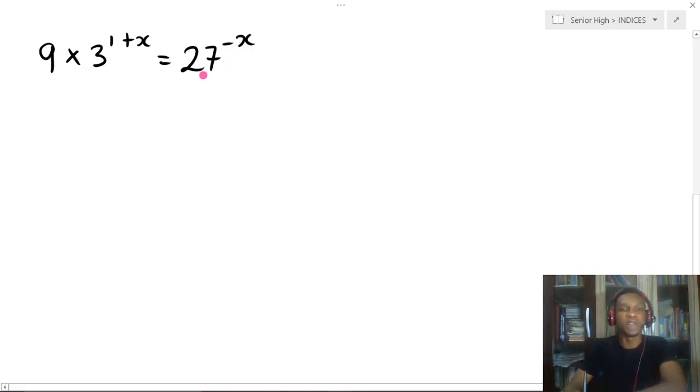Let's take this: 9 times 3 raised to the power of 1 plus x is equal to 27 raised to the power of minus x. Find the value of x. Remember I told you that in a linear equation you have only one unknown, so that's why we're having only x here. There's no x and y. When it's x and y, then it's a simultaneous equation.